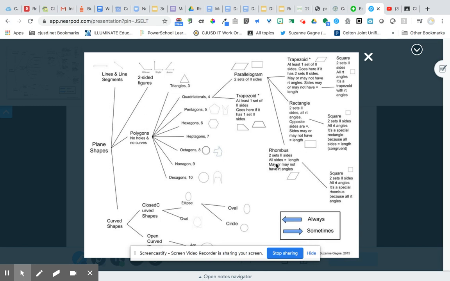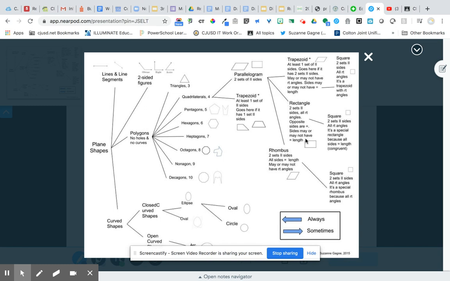Whereas a rhombus has two sets of parallel sides. Okay, they both have two sets of parallel sides. All sides are equal length. This one may or may not have sides of equal length. And they may or may not have right angles. This one always has right angles. So, as you can see, they're not touching each other going back. So if you're at rectangle and going back this way, they don't touch.